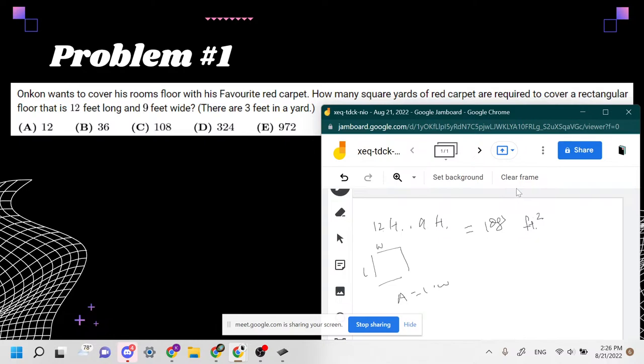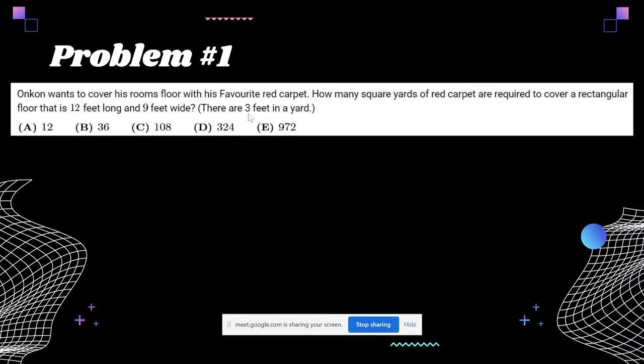Alright. So this is actually a little trick. They're trying to trick you, right? Because the actual question is asking you how many square yards of red carpet. That's why they give you hints. There are 3 feet in a yard. So actually when you say 36, you are close, but you divided it by 3, right? Because there's 9 square feet in a square yard.